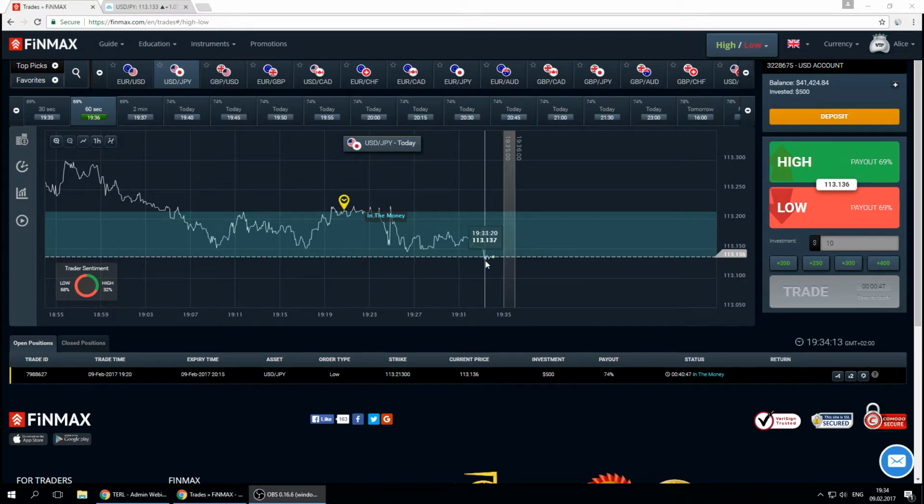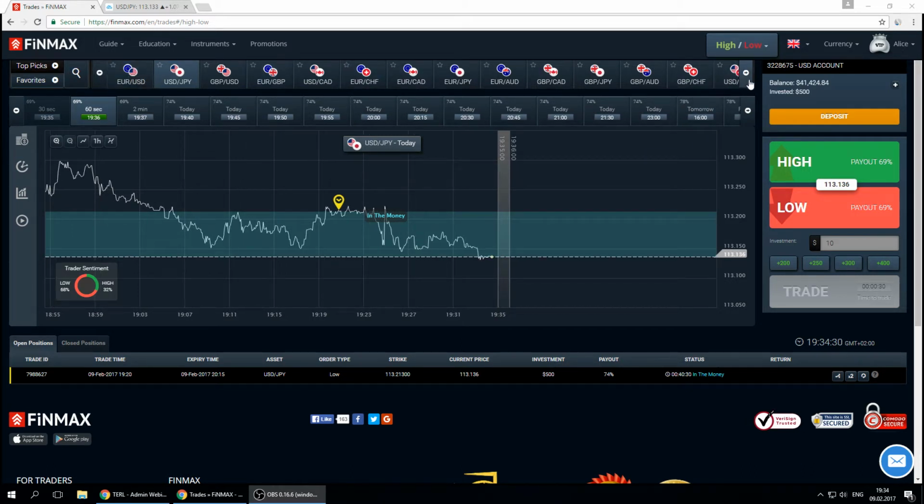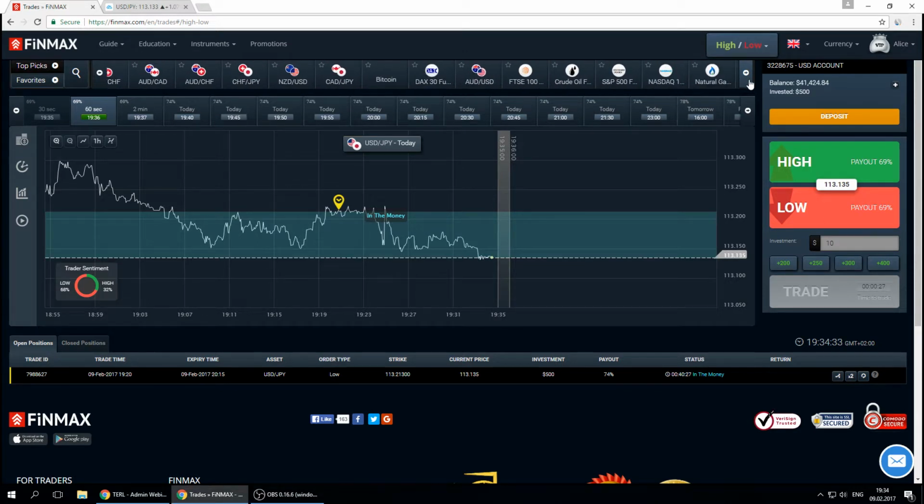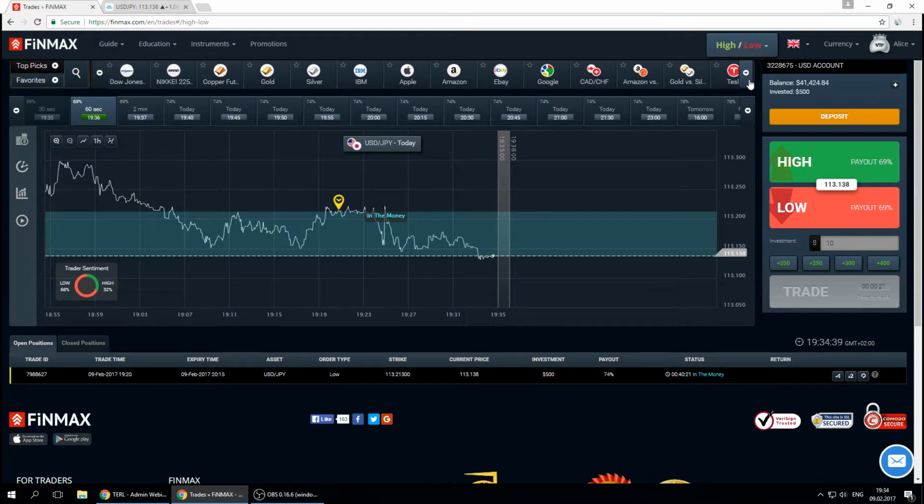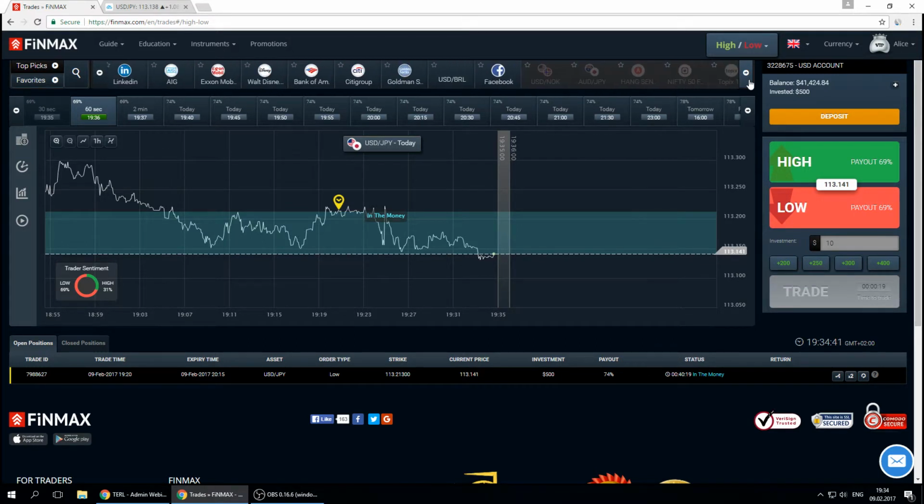So the work on the platform starts with choosing the asset. Finmax allows you to work on more than 75 different assets. You can see the list of them on the platform. When you scroll here, you will see all available assets that you can work at right now. You can scroll and scroll. You see a lot of them here.